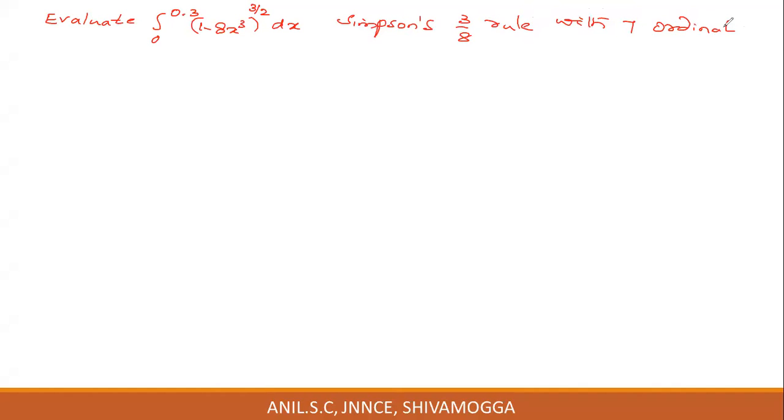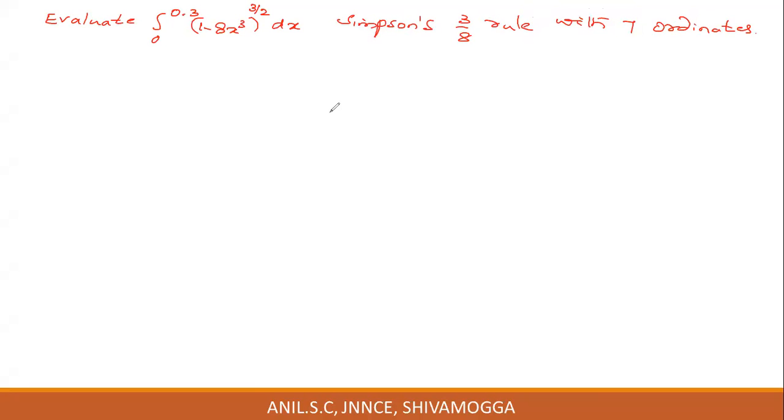Evaluate the integral from 0 to 0.3 of (1 minus 8x cube) whole power 3 by 2 into dx, by applying Simpson's 3-8 rule with 7 ordinates. Simpson's 3-8 rule is to be applied.